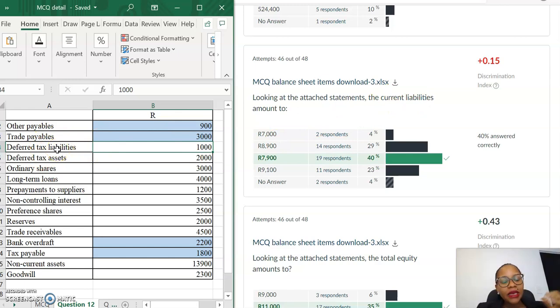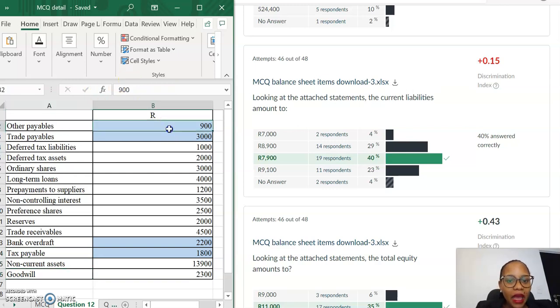Remember, deferred tax is a difference between the SARS balance and the accounting balance, but that's only happening over a long period of time. It's not going to be settled within the next 12 months. So deferred tax liability is a non-current liability. This is equity. Long-term loans are non-current. Prepayment is an asset. NCI is equity. Pref shares, equity. Reserves, equity. Trade receivables is an asset. Bank overdraft and tax payable are both current liabilities. Non-current assets, of course, are not included in your current liabilities, and goodwill is an asset.